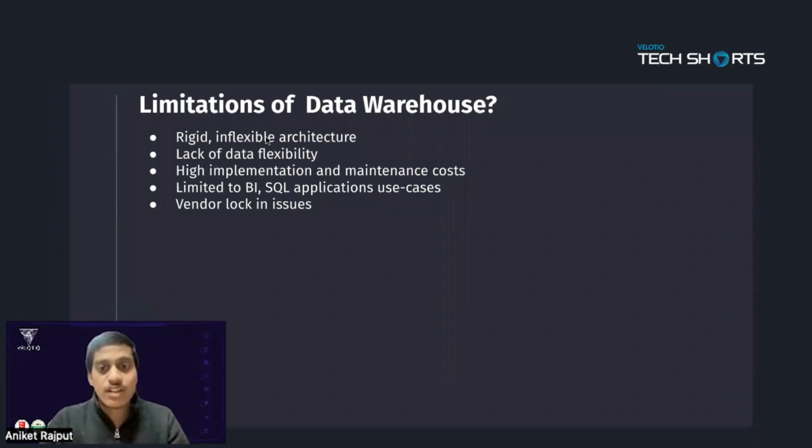Second one is the lack of data flexibility. So data warehouses are not flexible enough to store huge unstructured data. Data warehouses work very well with structured data, but aren't meant to work with unstructured data, such as social media and streaming data or logs analytics.